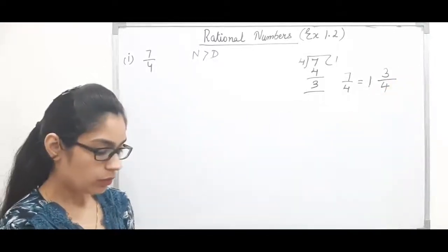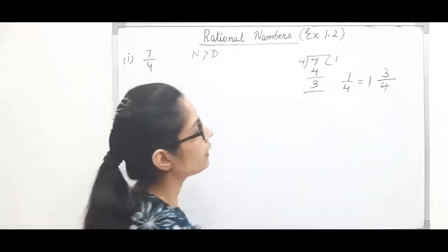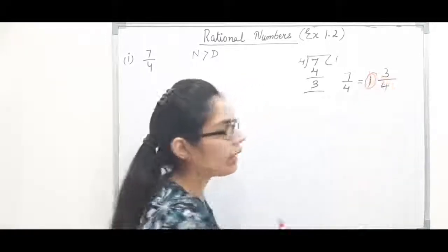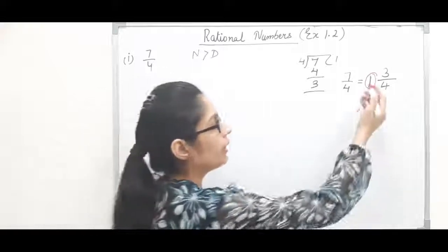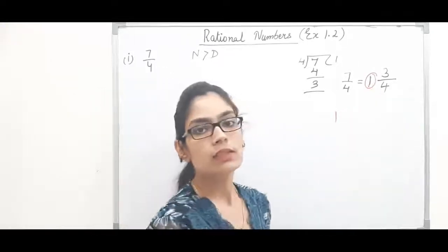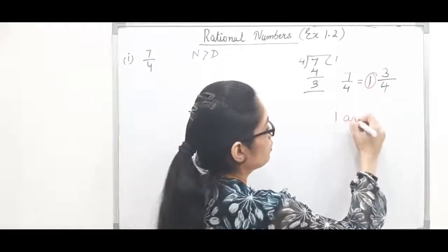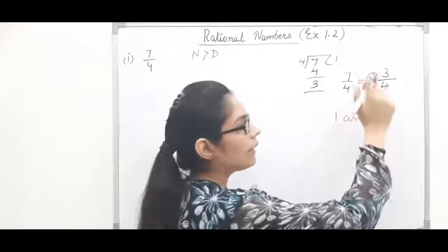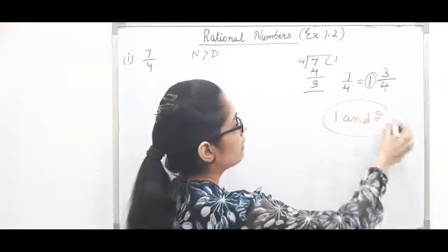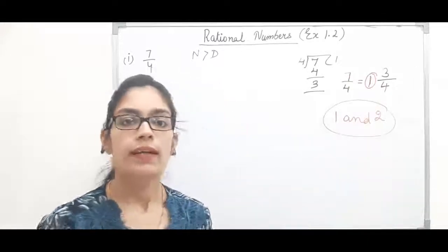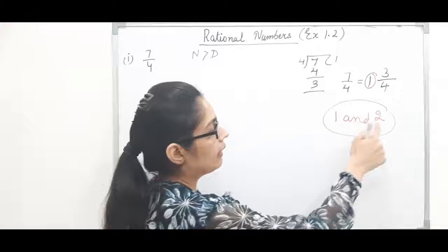Now I told you, from this quotient, this 1, I have to find out which two numbers this number lies between. So 1 and next to 1 is 2. So now I can see this 7 by 4 lies between 1 and 2.